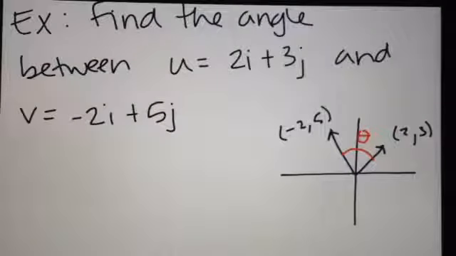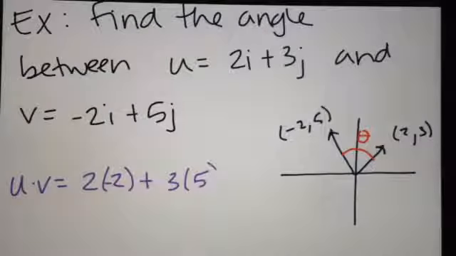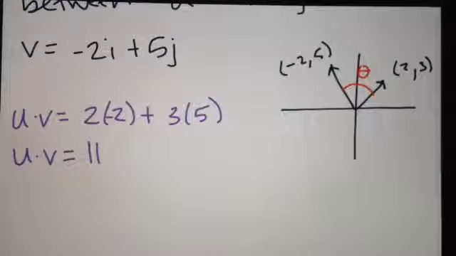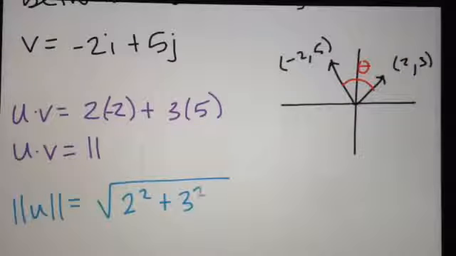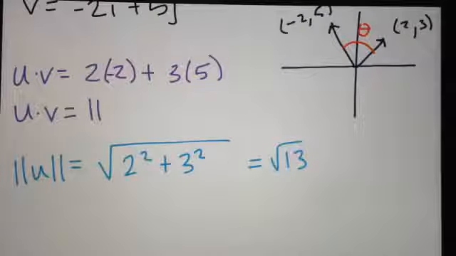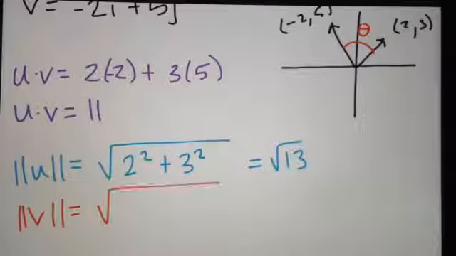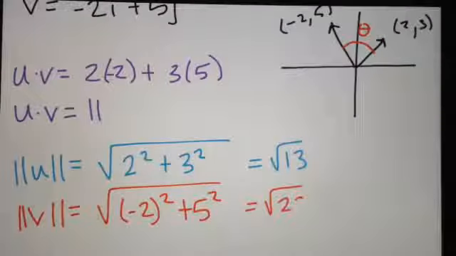So the first thing we would need to do is u dot v. And so that would be 2 times negative 2 plus 3 times 5. And so that's negative 4 plus 15. So u dot v is 11. We would also need the magnitude of u, and that's going to be the square root of 2 squared plus 3 squared. So 4 plus 9 is 13, so that's the square root of 13. And then we need the magnitude of v, which is the square root of negative 2 squared plus 5 squared, and that's the square root of 29.